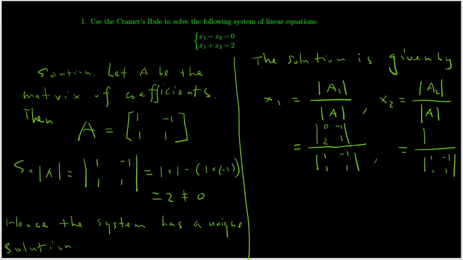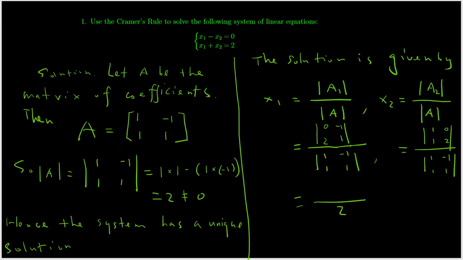the determinant of A2. So this time you replace the second column in A, okay. The second column becomes 0, 2. The first column is not changed, it's 1, 1. Again, replace the column, okay. And then we keep on going to compute the answer. We try to get the answer.